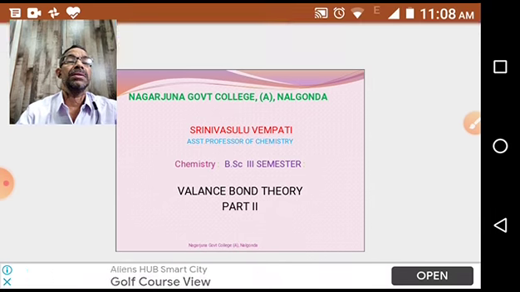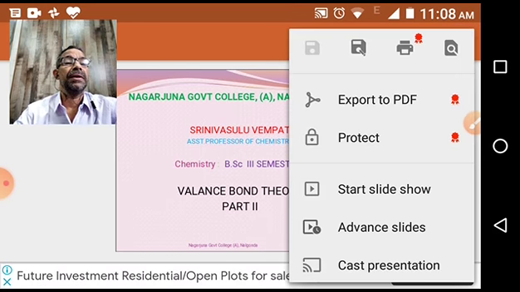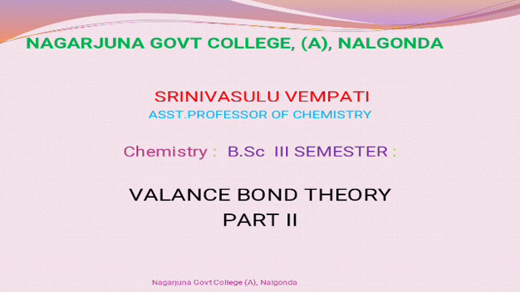This lecture is meant for BSc second year chemistry students, third semester. Okay. So we have been discussing coordination compounds. So far what we have discussed: what are coordination compounds? What are double salts? How do coordination compounds differ from double salts? What are the examples of coordination compounds?